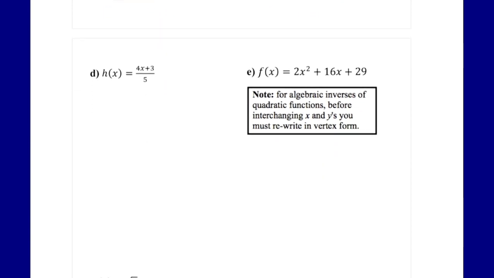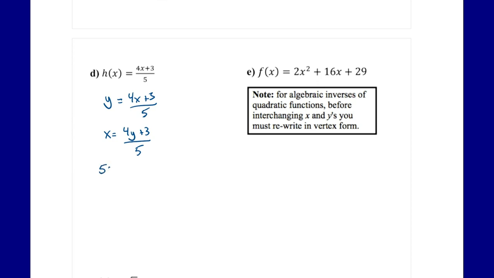For d, again, similar idea, right? Different function, but same kind of process. So y equals (4x plus 3) divided by 5. Switch the x and the y. So x equals (4y plus 3) divided by 5. Now we have to solve for y.